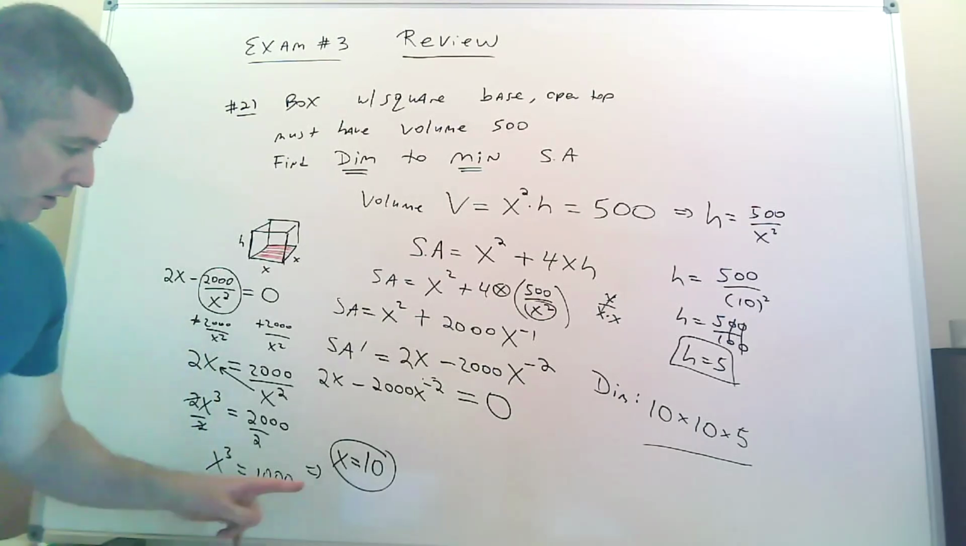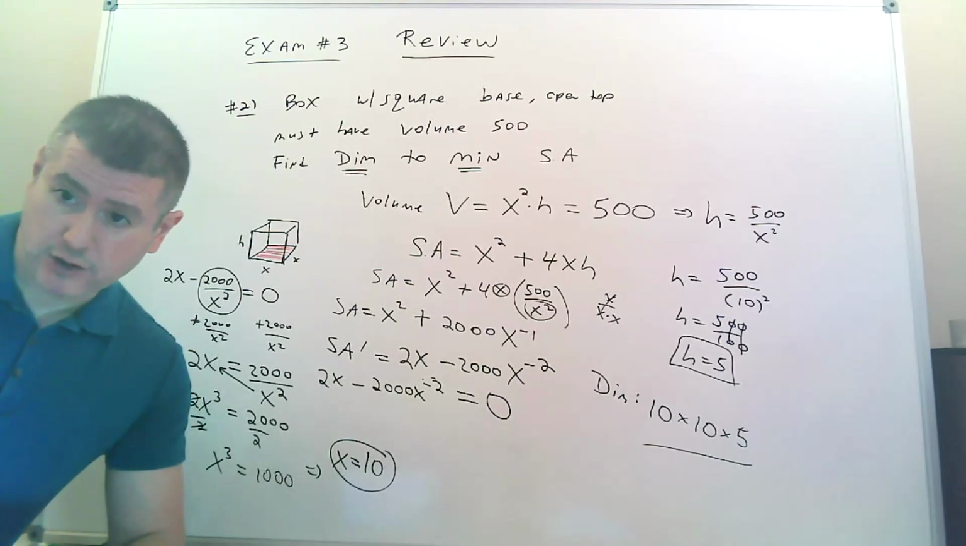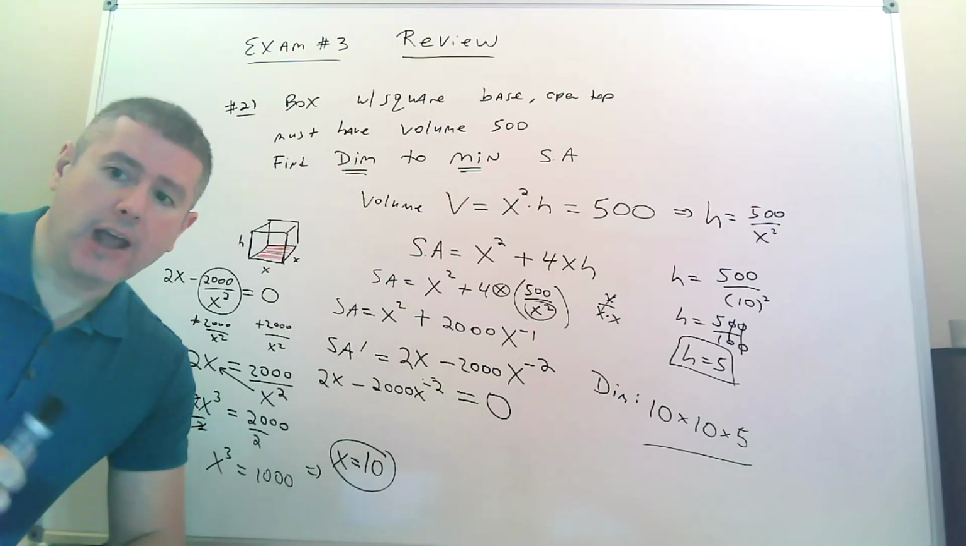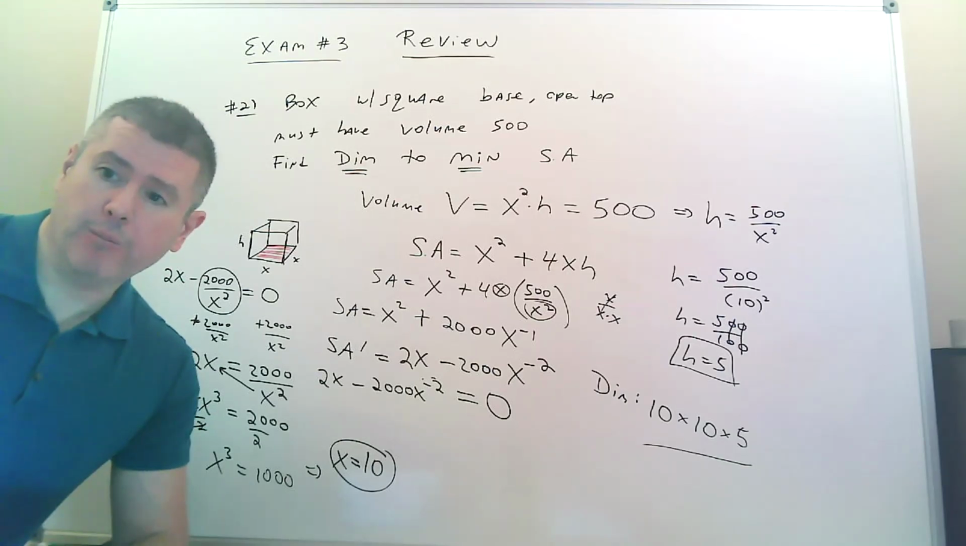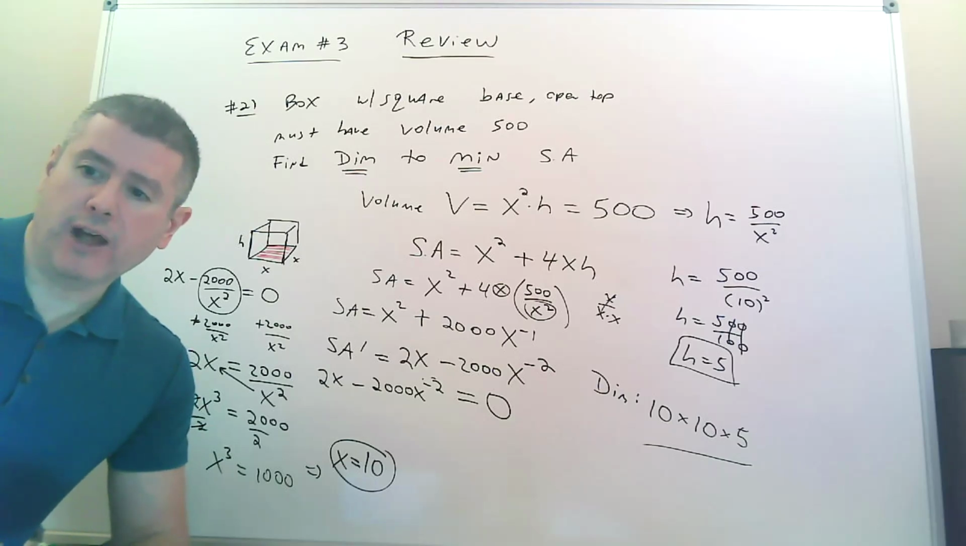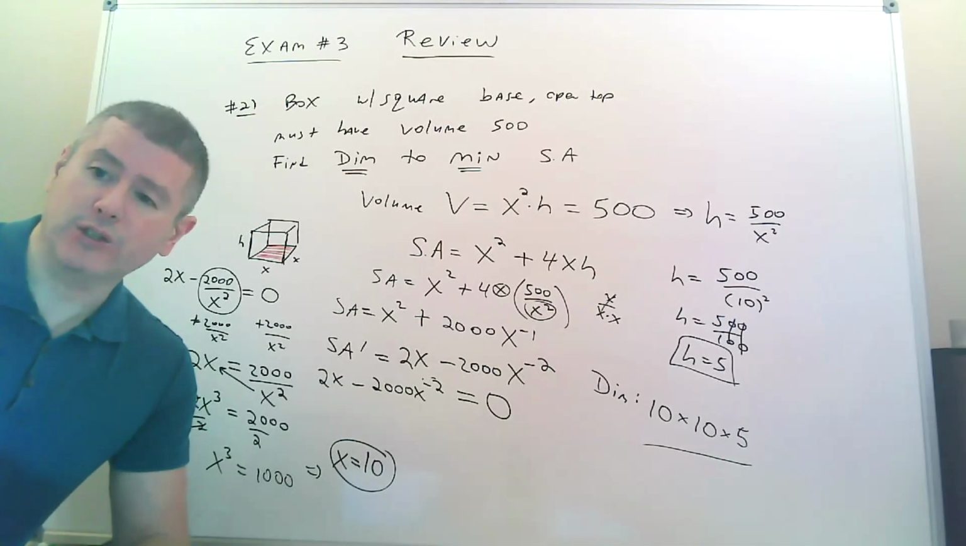So again, whatever you get for x, the height's always half of it, assuming the base is a square and assuming the top is open. If the top had been closed, they end up being equal, but I won't give you one like that because they tend not to give one like that. I did the one that will be on the test, which is the box with the open top.